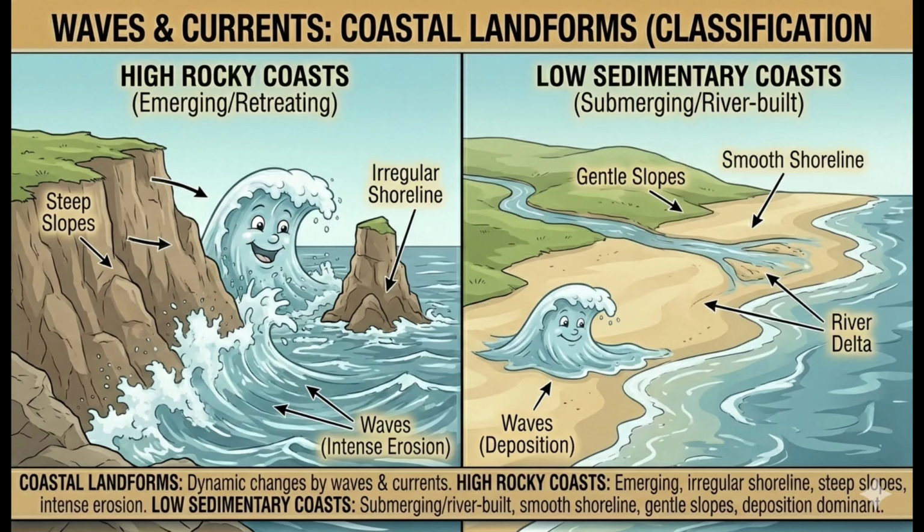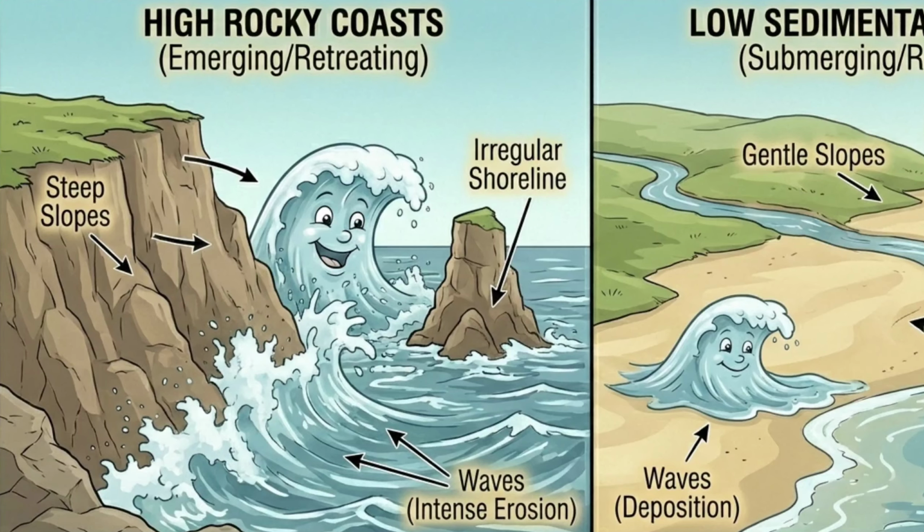Classification of coasts. Coasts are broadly categorized into two types based on their evolution. High rocky coasts, these are typically emerging coasts where the land is retreating. The shoreline is highly irregular and marked by steep slopes diving into the sea.